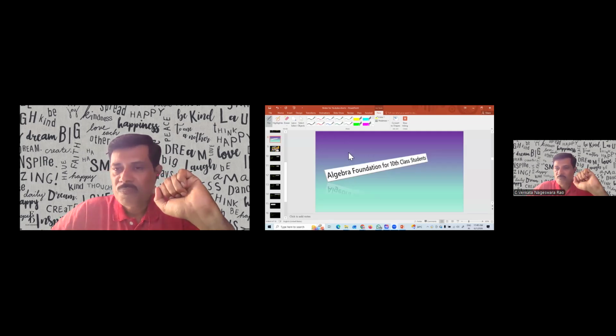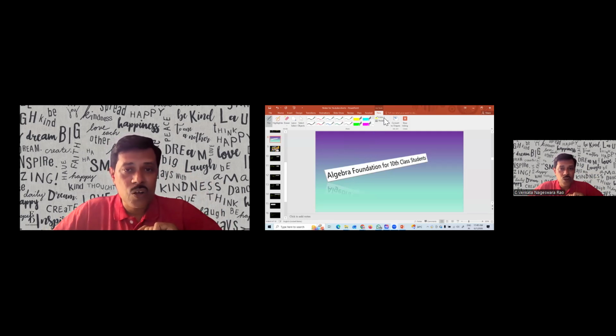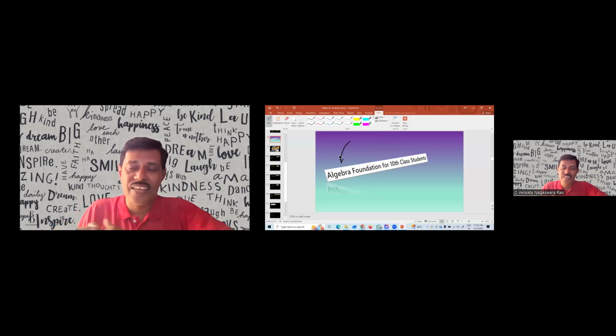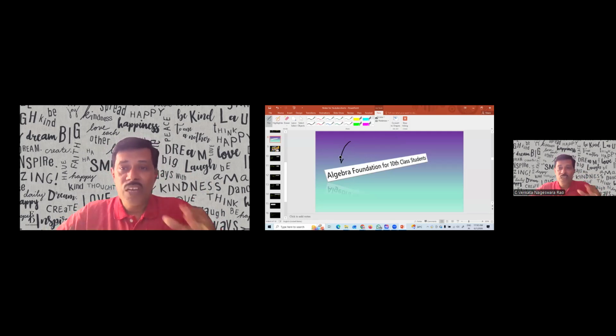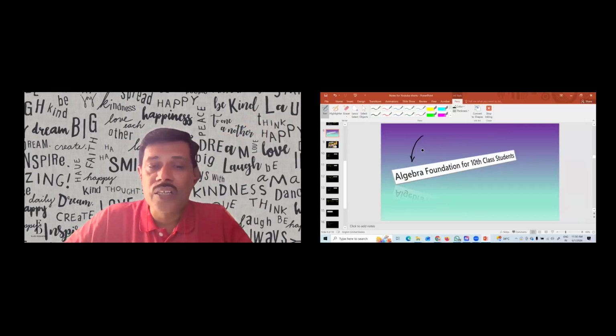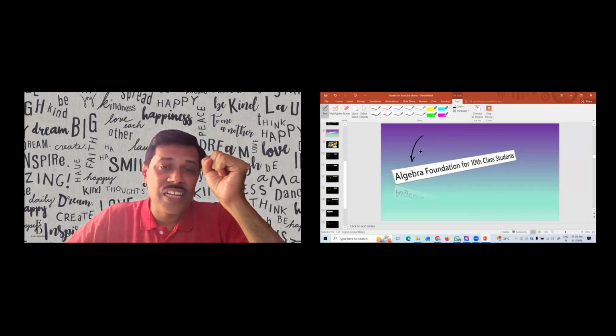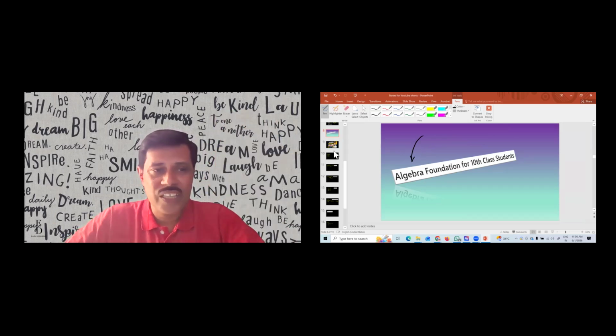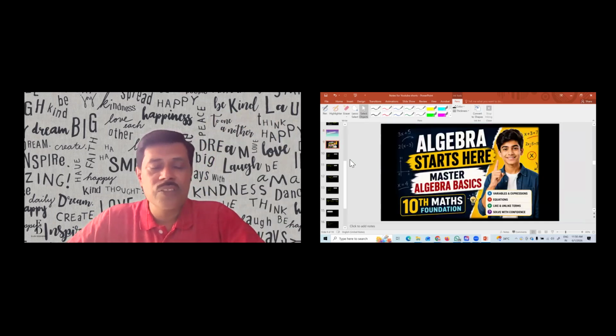In today's session, we will be focusing on the algebra foundation for 10th class students. Those who have passed 9th class and are now in the 10th class, these foundation classes will help you a lot. So in what way are we going to understand this algebra as a foundation? Let us look at this particular slide.